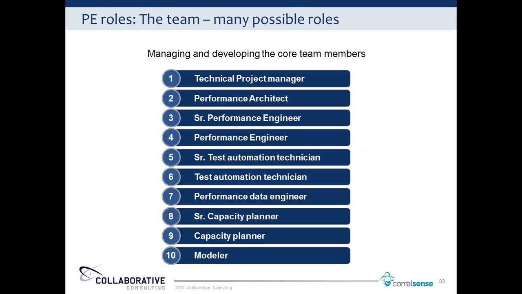And then I thought we'd just show a few samples of roles within the performance engineering organization. Large teams and projects, it's mandatory in my mind that they get a technical project manager. The performance team should do what they're good at, and the project manager should help them communicate that and track it. The architect, you have senior levels of performance engineer and senior levels of test automation engineer.